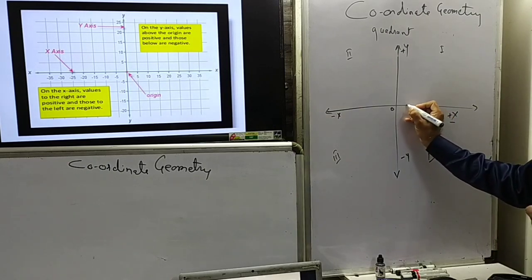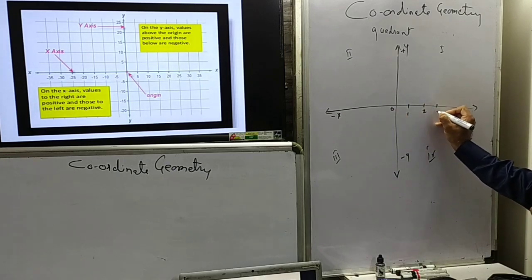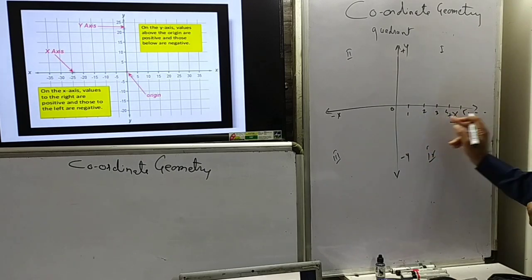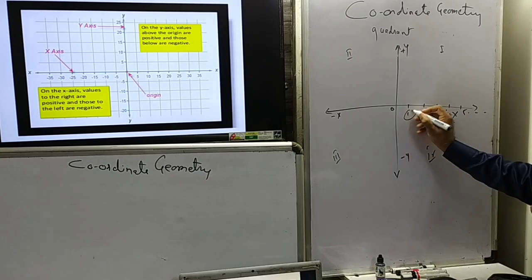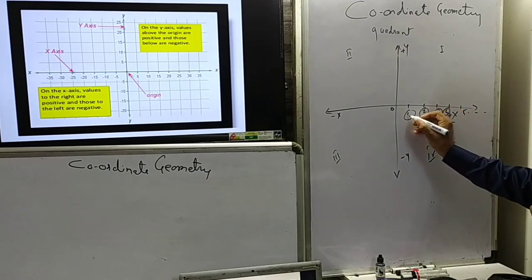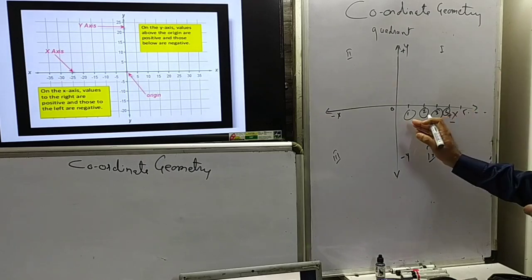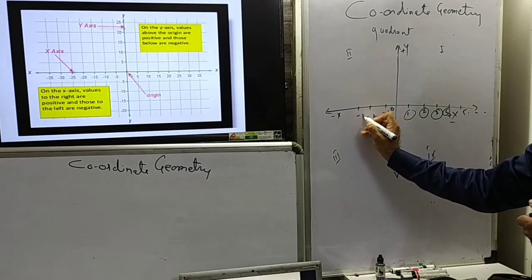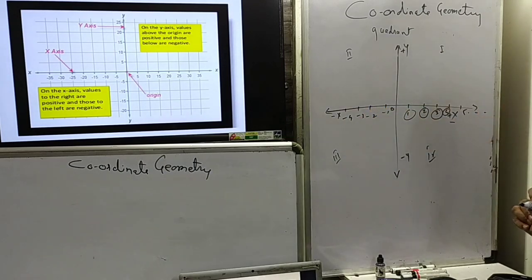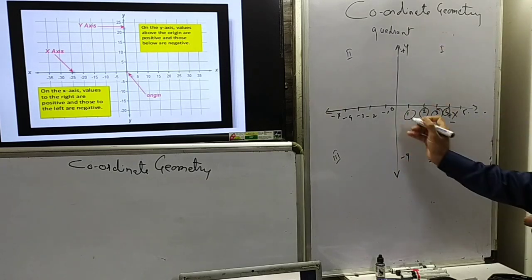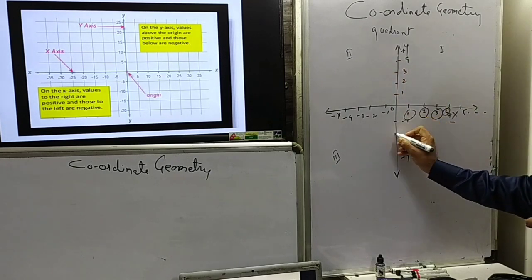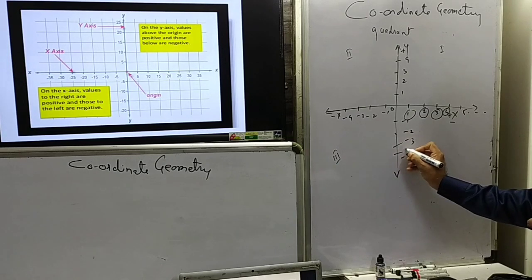Now what we do is take equal distances from this reference point: 1, 2, 3, 4, 5. These points on the positive axis are just like the number line. These are the natural numbers. And on the left side we take -1, -2, -3, -4, just like a number line. On the vertical line we do the same: on the upper side 1, 2, 3, 4, and below -1, -2, -3, and -4.